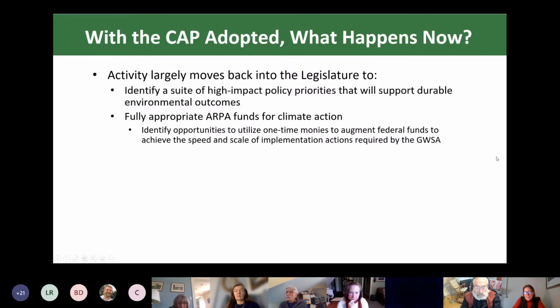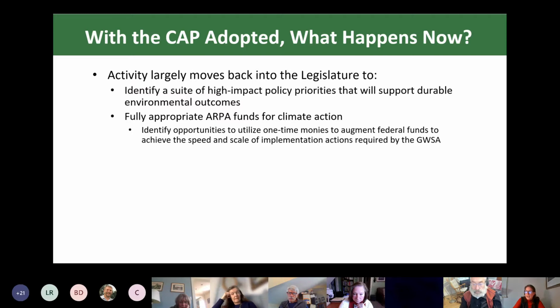Next, both the legislature and counselors from the Climate Council are thinking about fully appropriating ARPA, or American Rescue Plan Act, dollars for climate action. I think many of us know that there's really a lot of money coming into the state right now in terms of ARPA monies allocated to both municipalities and state agencies and the legislature to allocate.